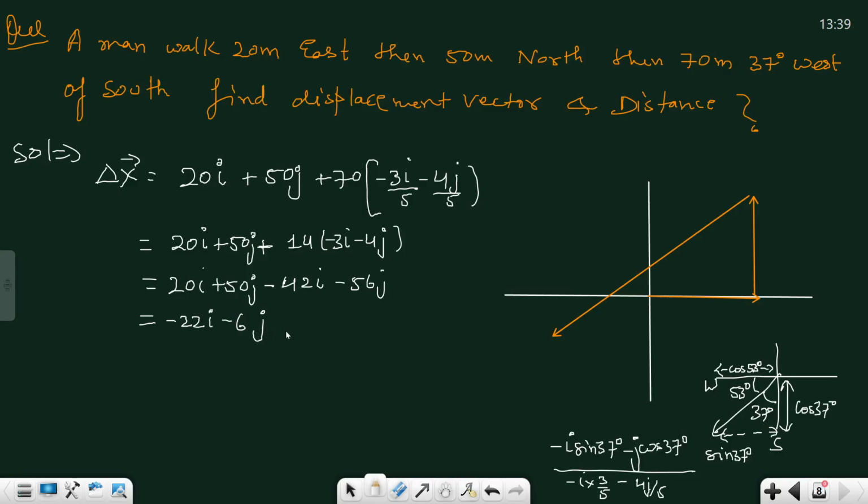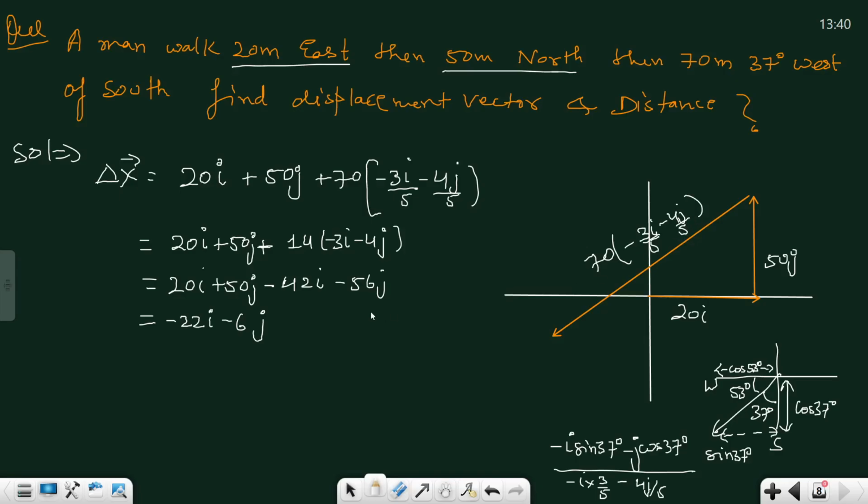Yes, sir. I have one question. Why are we adding 20i plus 50j? Because it is 20 meter east and 50 meter north. So we have to add them every time we want to find delta x vector. These are vectors, no? First he walks 20i, then 50j, and this vector is 70 in this direction. This direction is minus 3i by 5 minus 4j by 5. Clear?